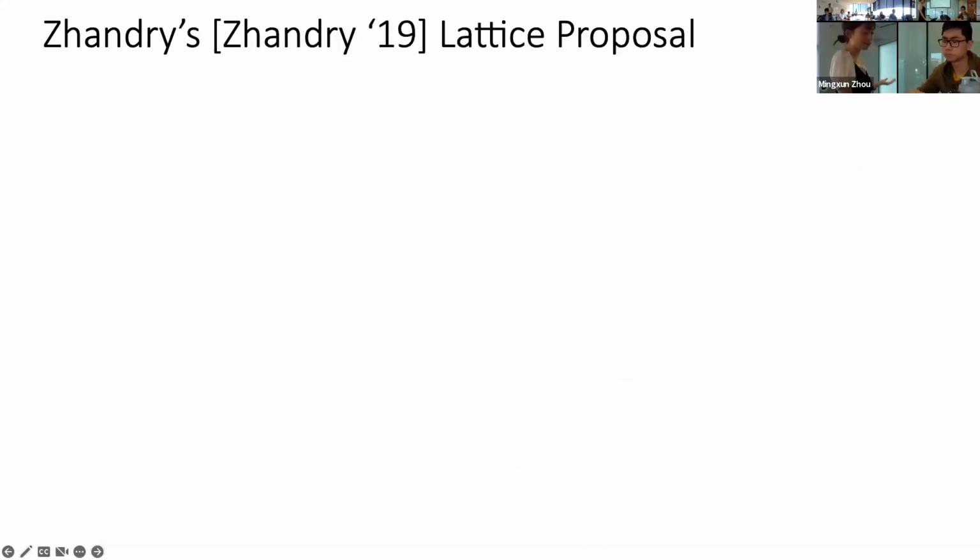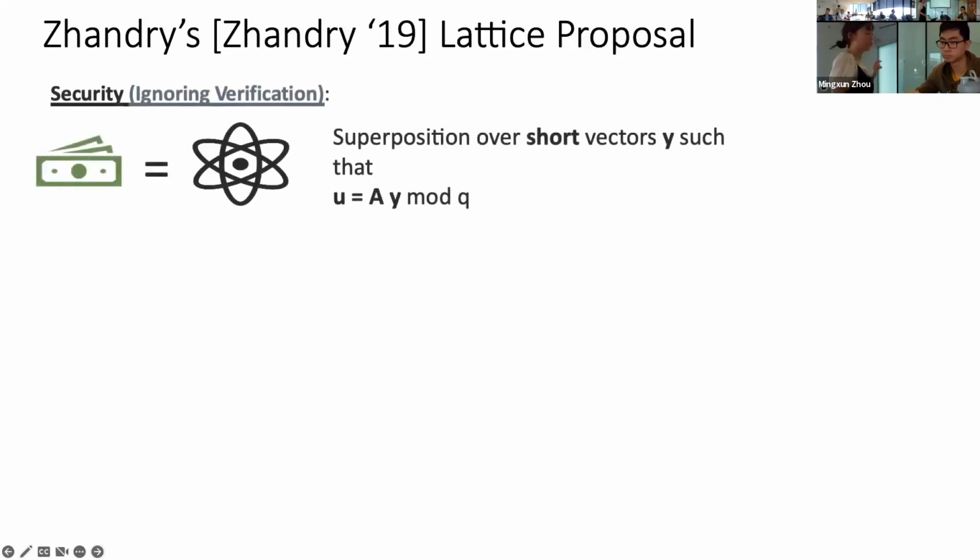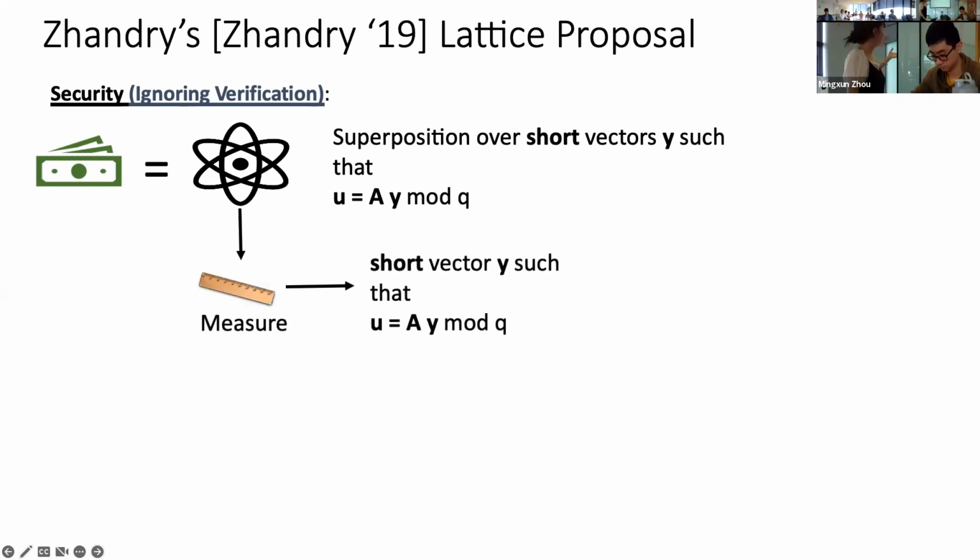Because when we say faking a money state, we see that everything has to produce two states corresponding to the same serial number. Now, why at first glance do people think this is a valid proposal? We first ignore what we should do with verification. We just say, suppose the adversary can produce two money states, what would happen? As we know, they are superpositions of vectors that A would map to u. So what if you just measure them?